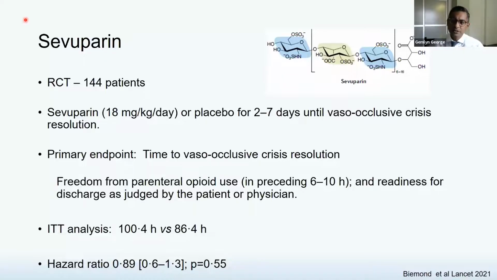So this is an international randomized controlled trial. This also targeted acute pain crises like rivipansel. And the primary endpoint was time to vaso-occlusive crisis resolution. Unfortunately, this trial was not statistically significant. The hazard ratio was only 0.89 and did not meet its primary endpoint.